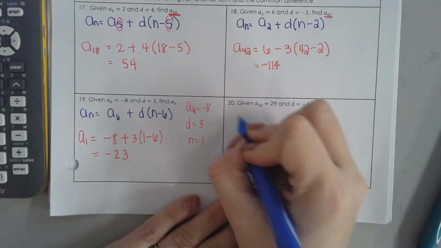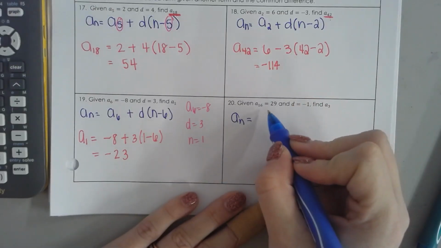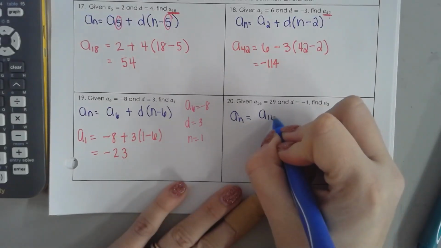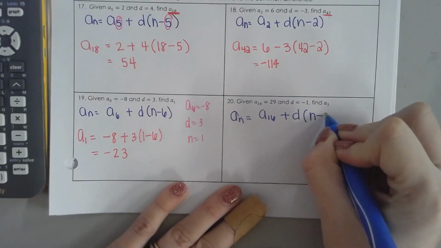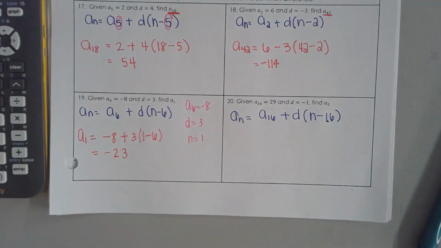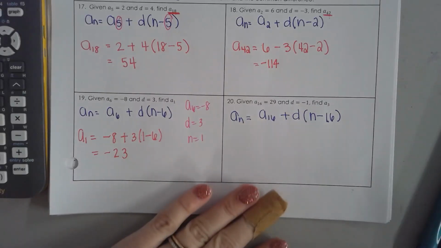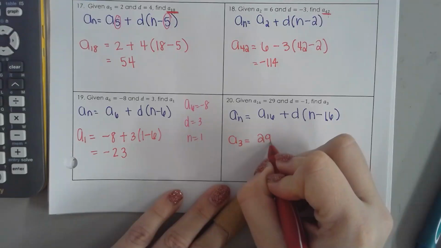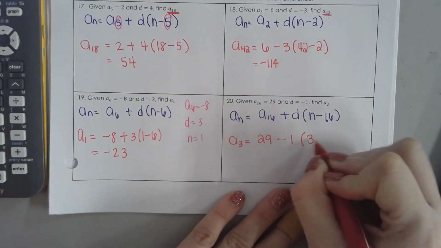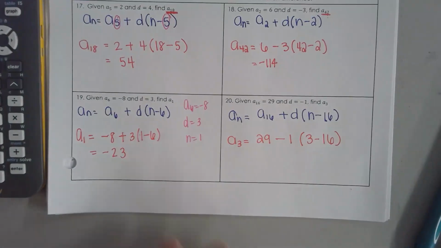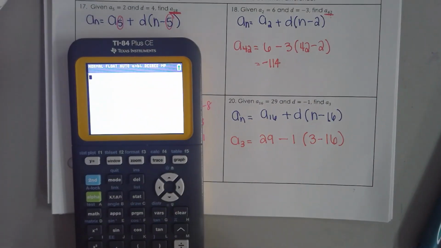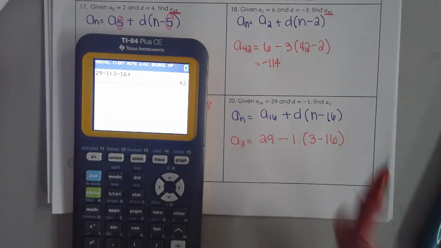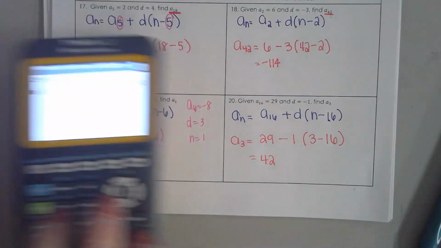Alright, so A(n) equals, I don't want to use A1, I want to use A16 because that's what the problem gives me. I don't have A1 to go with. So A16 plus D times n minus 16. I can't use n minus 1 because I changed to the 16th term. I'm finding A3. I know A16 is 29. My common difference is -1. And my n is going to be 16 because that's the term that I'm given. Now you're finding 3. So the third term, A3, is 42.